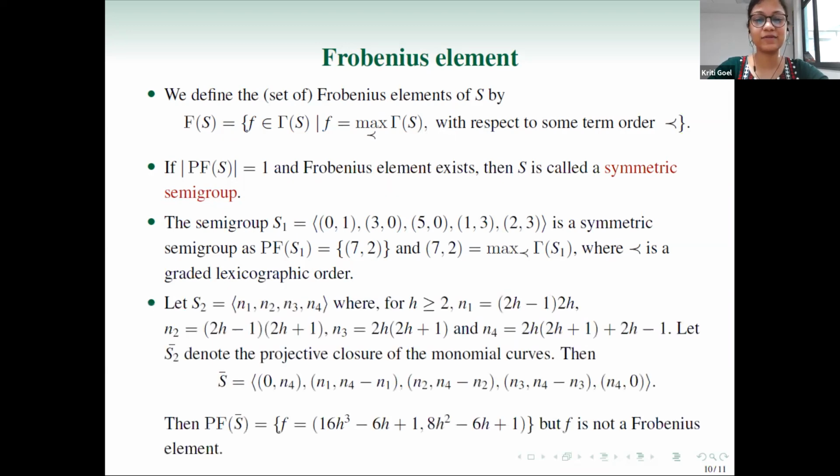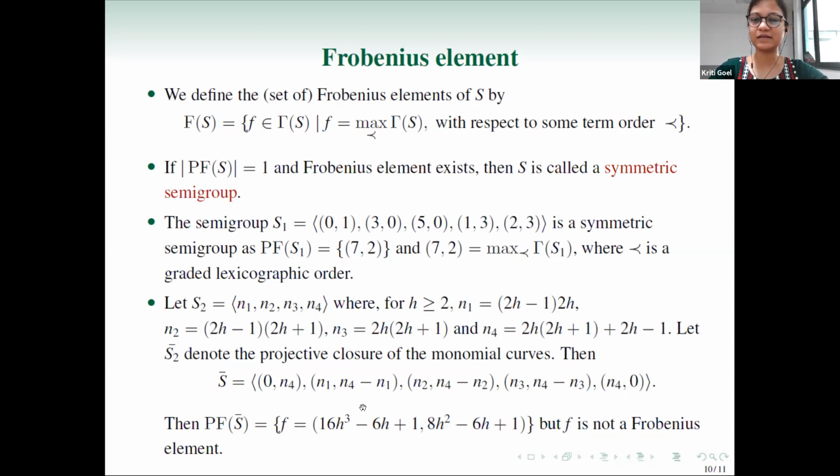But we do have an example where the cardinality of the set of pseudo-Frobenius elements is 1, but the existence of a Frobenius element is not true. This is what we have as an example: the Brzezinski curve, S2. I'll quickly recall how it was defined. We have a curve generated by 4 elements. For h bigger than or equal to 2, we have these 4 elements n1, n2, n3, and n4. We look at the projective closure corresponding to this monomial curve, which is generated by (0, n4), (n1, n4 minus n1), (n2, n4 minus n2), (n3, n4 minus n3), and (n4, 0).